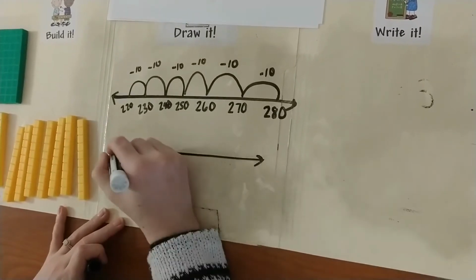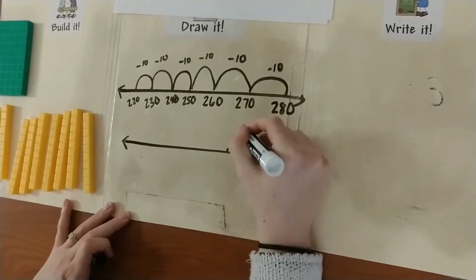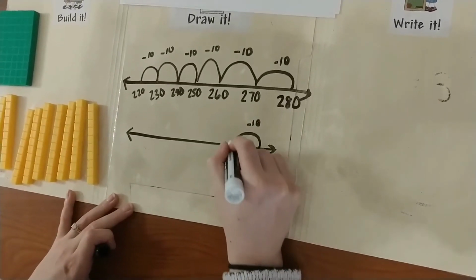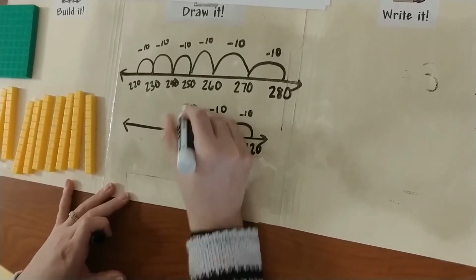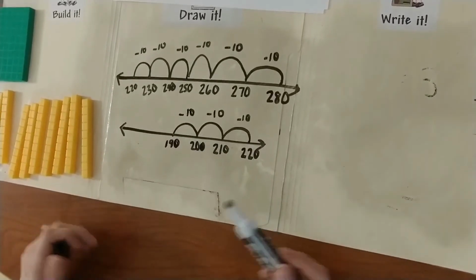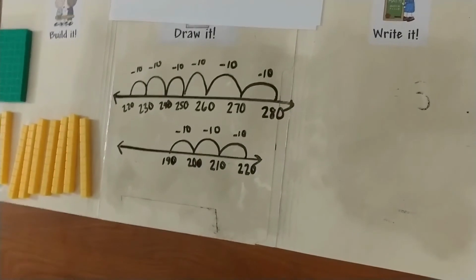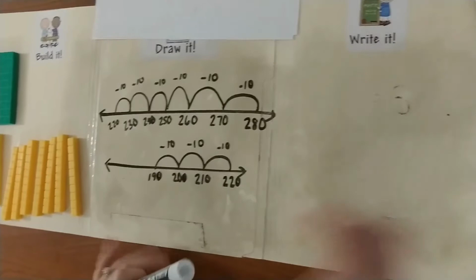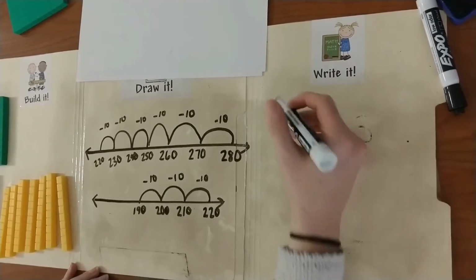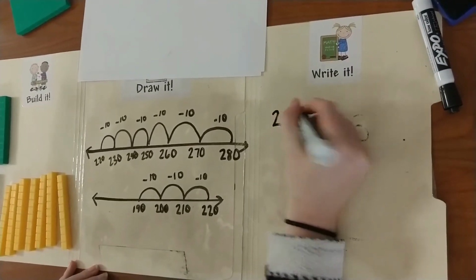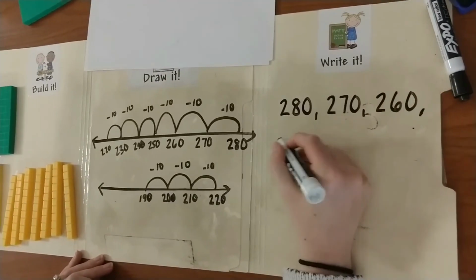I'm just going to build a second number line. And I'm going to start with the number I ended with. And now I've skip counted back from 280 to 190 by tens. So the draw and write it for this problem are very similar. Students may be asked to write out their skip counting by filling in numbers on a pattern. So for example, they might start with 280 and then write the next number in the sequence as such.